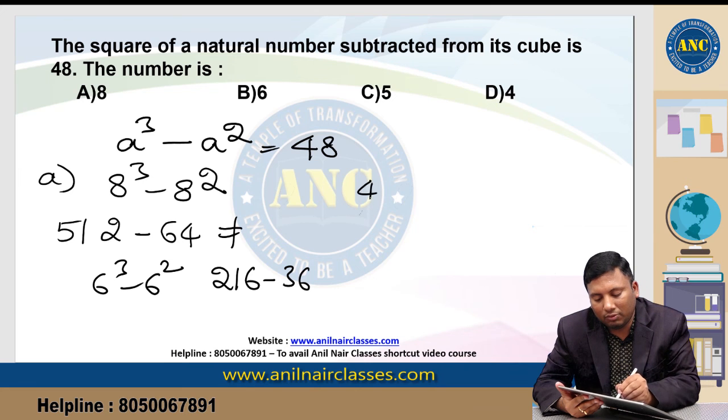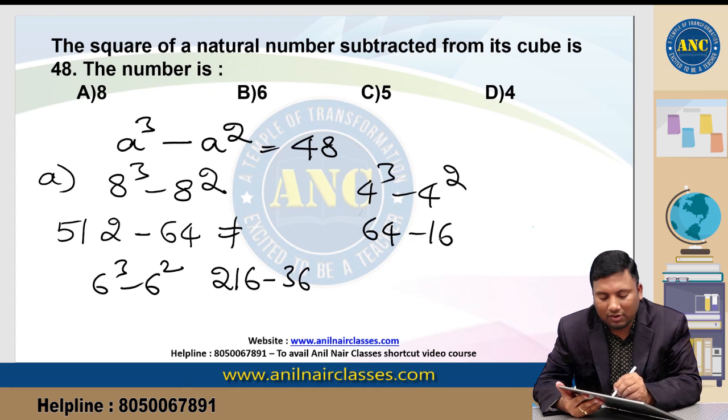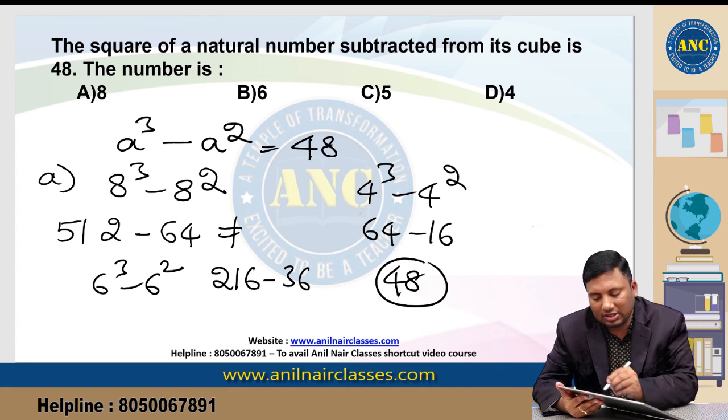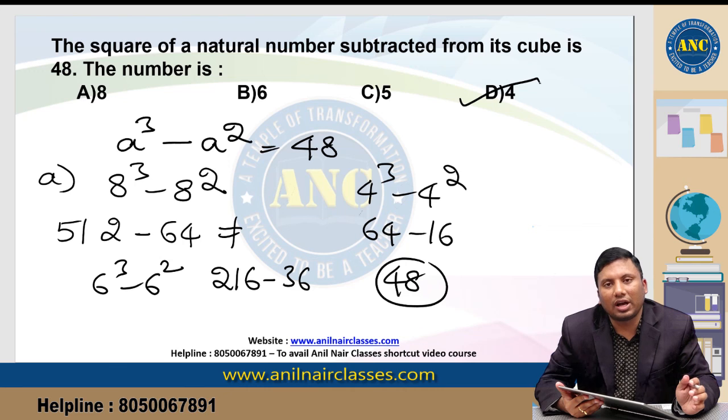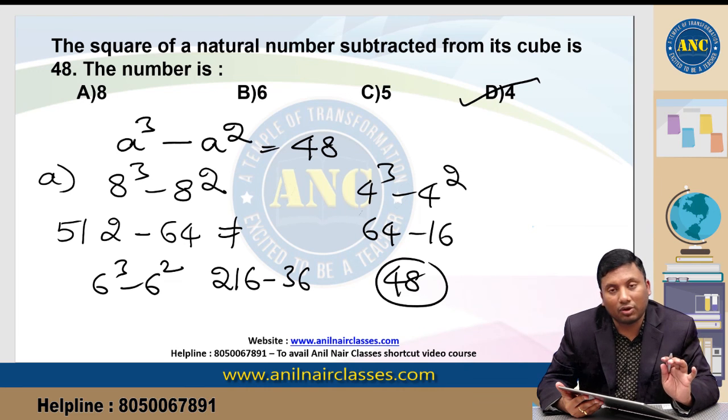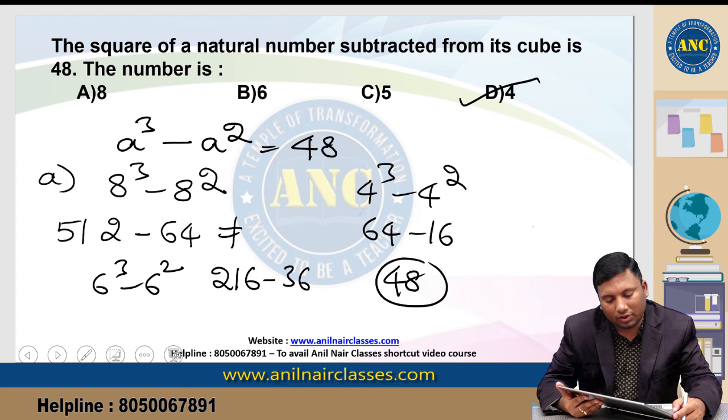Right? 4 cube minus 4 square, 64 minus 16, which will be 48. So the answer for this question is 4. I hope the idea is clear. Idea is clear, right? Next one.